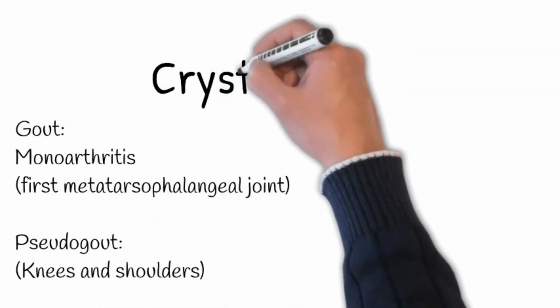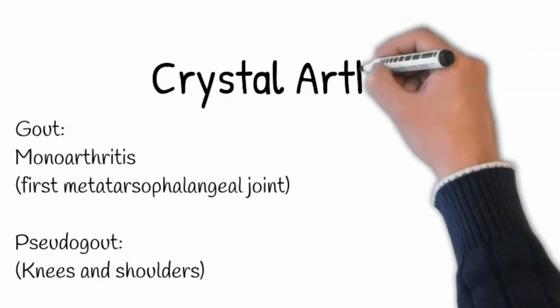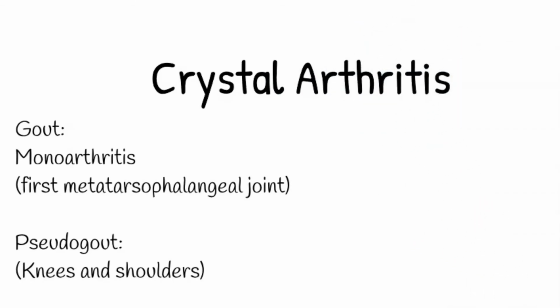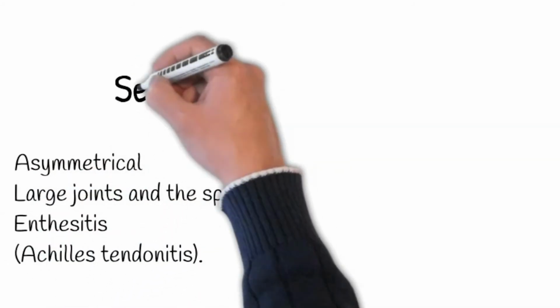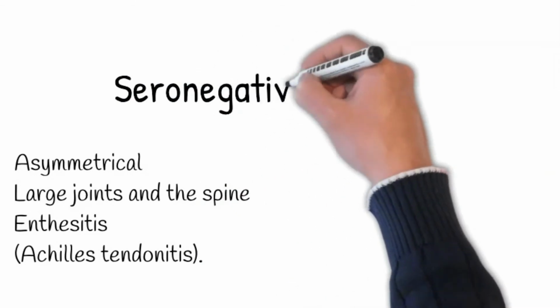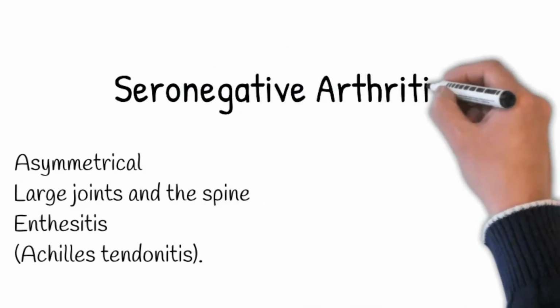Whereas pseudo-gout most commonly affects the knees and shoulders. Seronegative arthritis is asymmetrical and involves large joints and the spine. They are also associated with enthesitis, or inflammation at tendon or ligament insertions, for example, Achilles tendinitis.